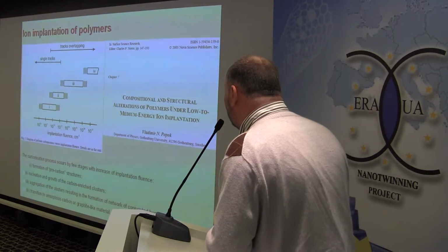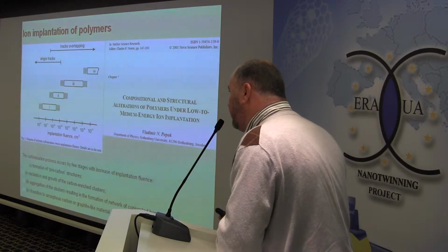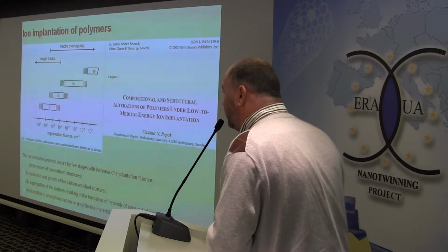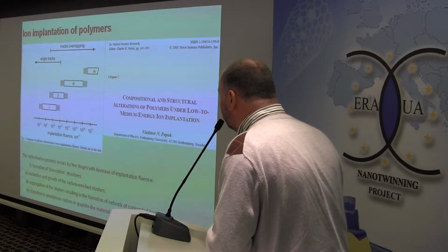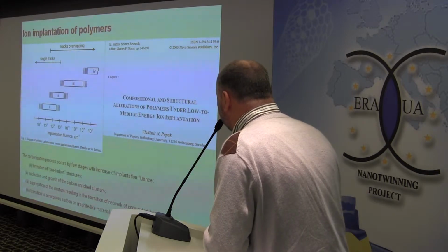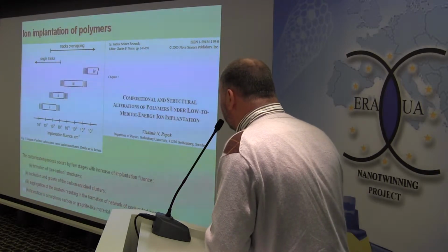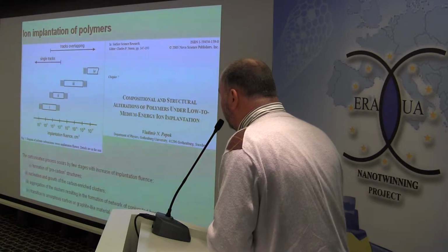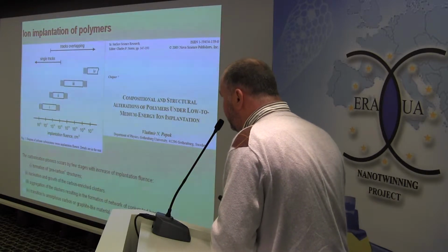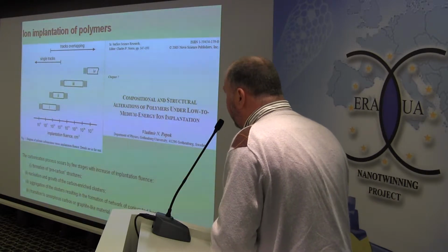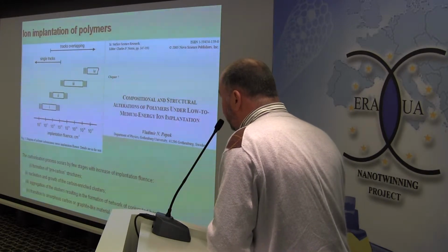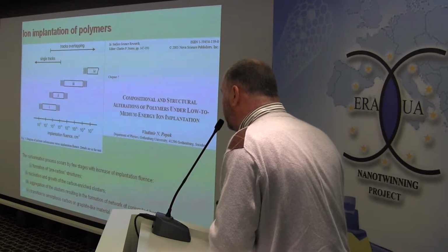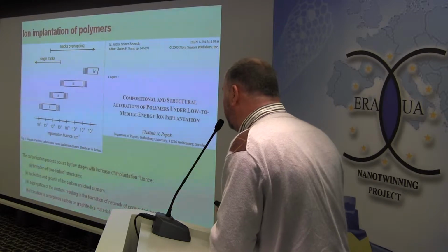Ion implantation of polymers is an effective technological method to turn dielectric polymers into conducting semiconductors. For example, Vladimir Popov showed in a model that the reason for this effective technology is the appearance of carbonization processes upon ion implantation.